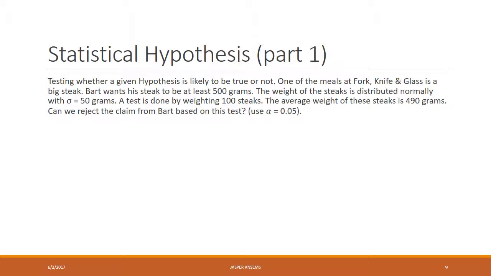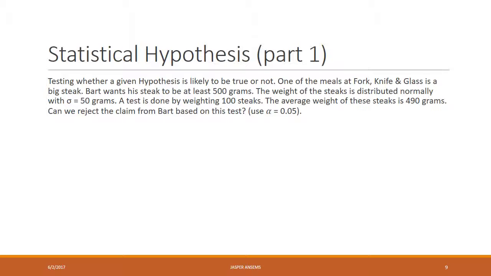Statistical hypothesis, part 1. Testing whether a given hypothesis is likely to be true or not. One of the meals at Fork, Knife and Glass is a big steak. Bart, the owner, wants a steak to be at least 500 grams. The weight of the steaks is distributed normally with a standard deviation of 50 grams. A test is done by weighing 100 steaks. The average weight of these steaks is 490 grams. Can we reject the claim from Bart based on this test?